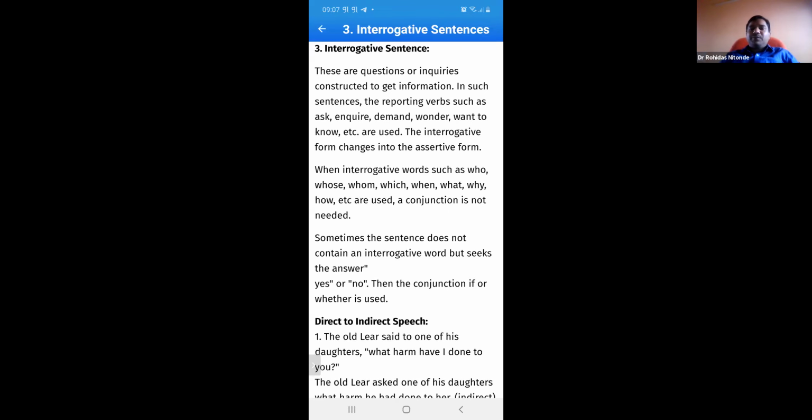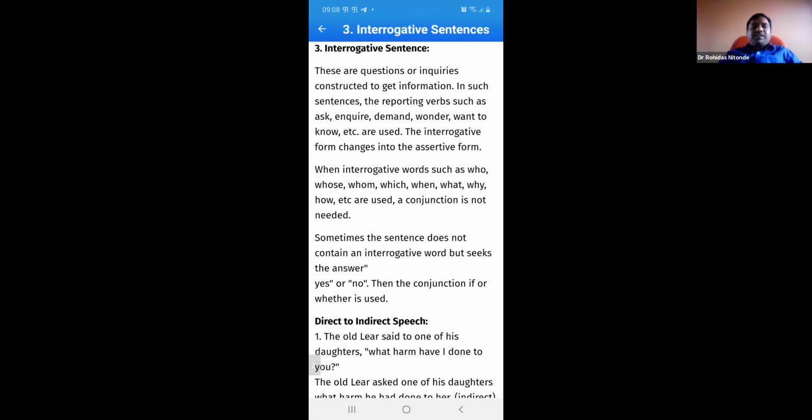See, students, here are a few general thumb rules for changing interrogative sentences into indirect form. The first thing is that in the first sentence, we are told what interrogative sentences are. These are sentences constructed to get inquiries, so they are questions in structure. In such sentences, there are reporting verbs such as ask, inquire, demand, wonder, want to know, etc. While changing it into indirect, we need to change these sentences into assertive form, from question to general statement.